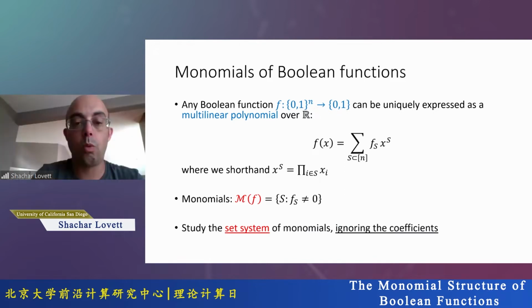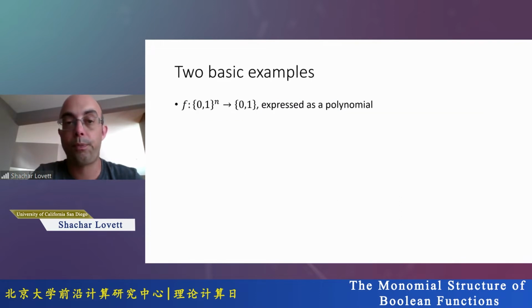And what we're going to study is the combinatorial structure of the set system of monomials, or the family of monomials, where we completely ignore the coefficients, whether they're positive, negative, what values you get. We're going to completely ignore this information and just study the set of monomials that happen to appear in this Boolean function. And I'll tell you something about what we're trying to prove in a few minutes. But first, let me show you two examples just to clarify the definition.